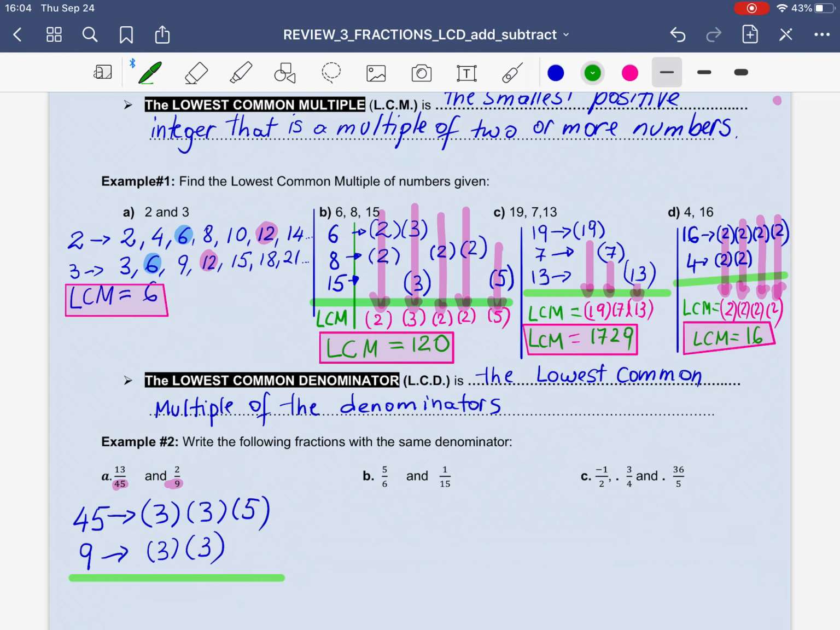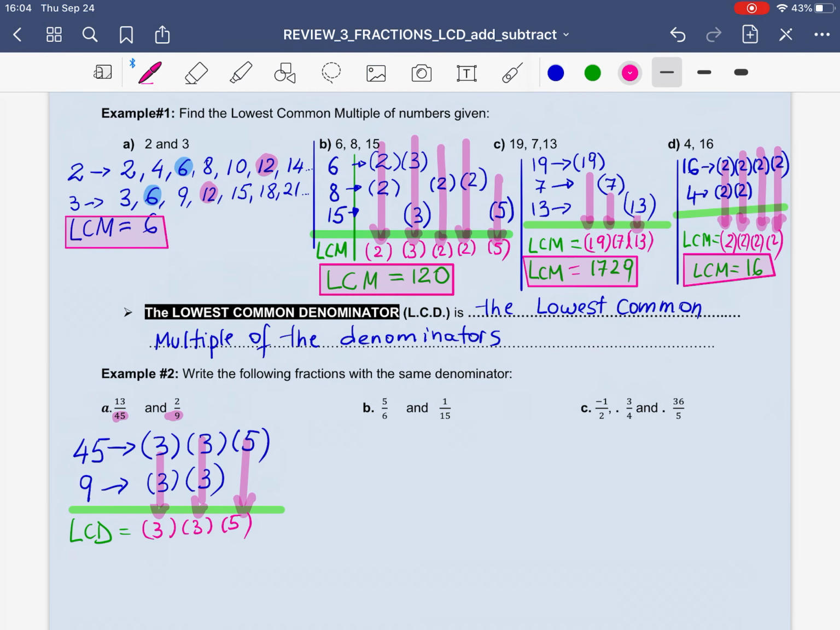And we'll find the lowest common denominator to be, bring 3 down, and then this 3, and then this 5. And we'll say that we have 3 times 3 times 5. The answer is 9 times 5, 45. So the lowest common denominator equals 45. Bam.